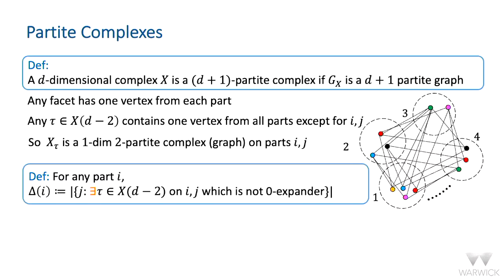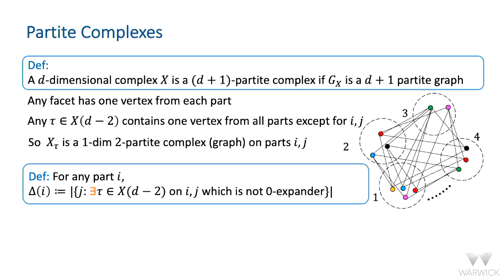Now, let's fix a part i. I say that the degree of this part i is the number of parts j for which there exists a bad base case graph, a bad face tau on parts i and j, which is not a zero expander, which has a positive expansion. What is special about 0? Nothing really. Our theorem doesn't care about 0 so much. It's just that in the application, 0 really shows up. So that's why I'm differentiating that out.